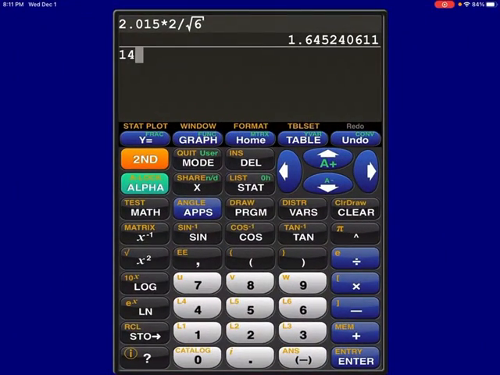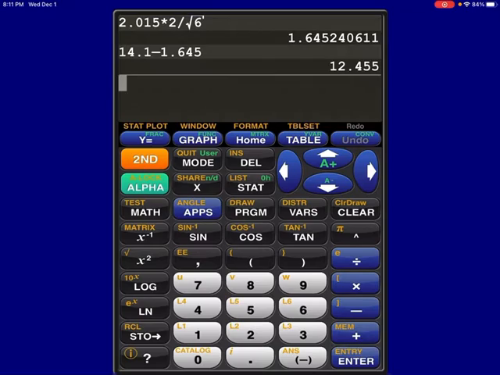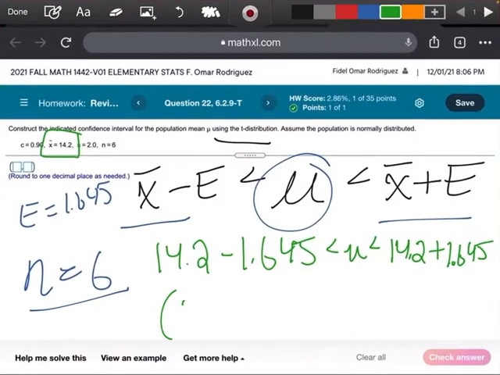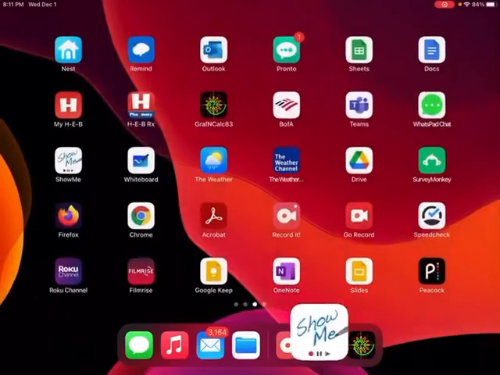So point right there. Okay, so let's do this step on our calculator. We'll come back here, 14.1 minus 1.645. So that number is 12.455.